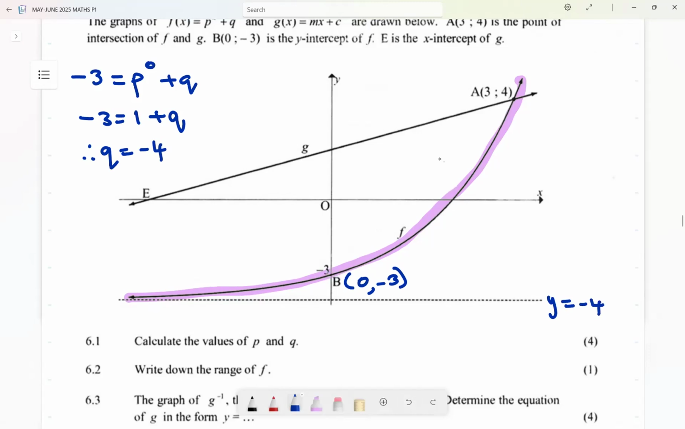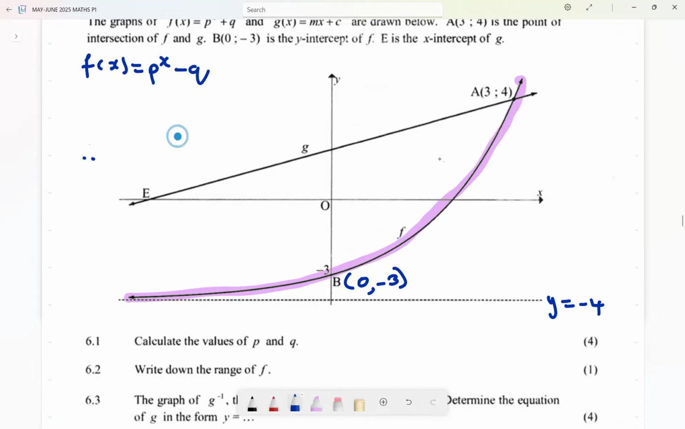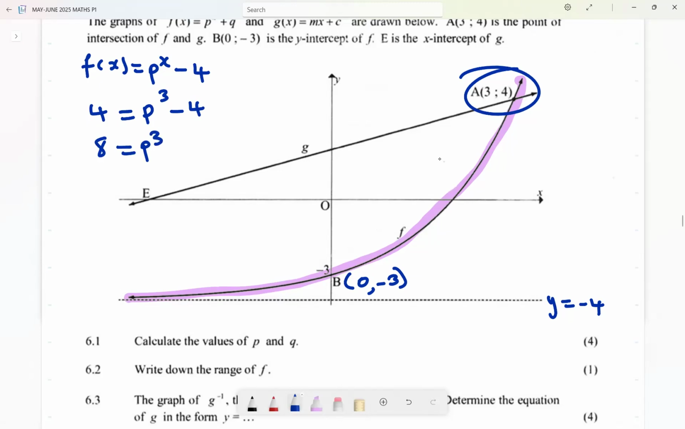And then I can use this point again and say, now that I know that my graph of f of x is p to the power of x minus q, I can substitute the point of A, which says 4 is equal to p to the power of x, x is 3, minus q, minus -4. And then when I take this to the other side, it's going to be 8 is equal to p cubed. So I can express 8 as 2 cubed, so 2 cubed is equal to p cubed. Therefore, p is equal to 2.